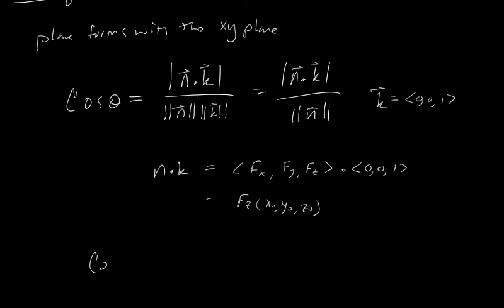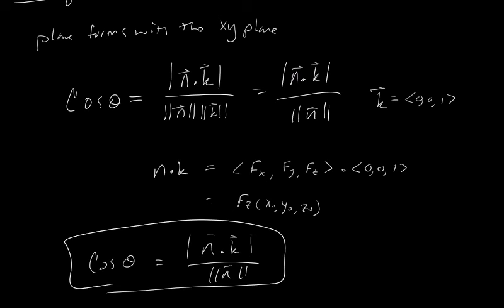Okay, so just bear in mind that this is cosine of theta equal to the absolute value of n dotted with k divided by the magnitude of n. Put a box around that. And keep in mind that this angle is always an acute angle, so it's between 0 and pi over 2.